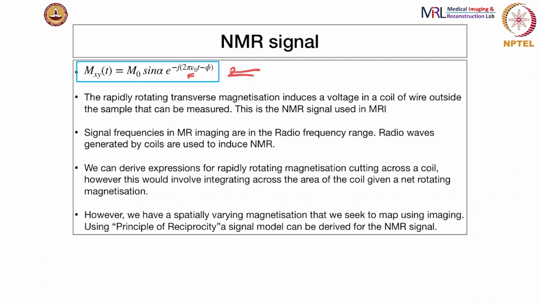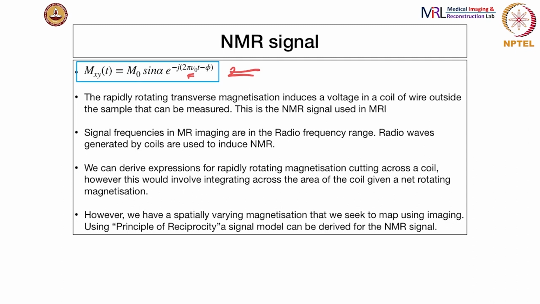The signal frequencies in MR, this nu zero, turn out to be in the radio frequency range. Megahertz radio frequency range. The radio waves are generated by the coils, and in fact there is one more step that we'll get to, where we actually need to generate a radio wave in order to measure another radio wave frequency.